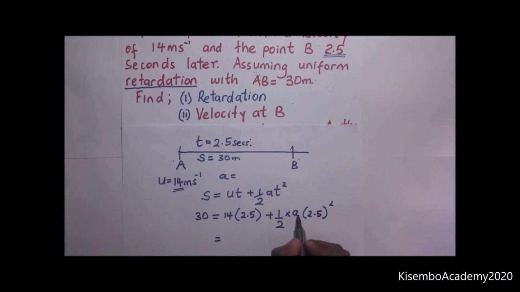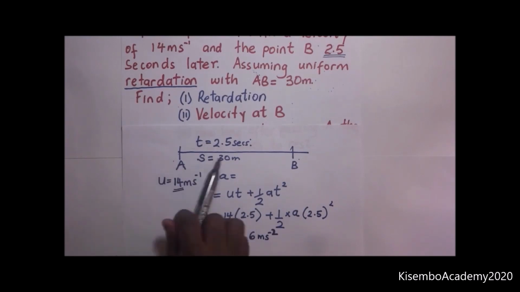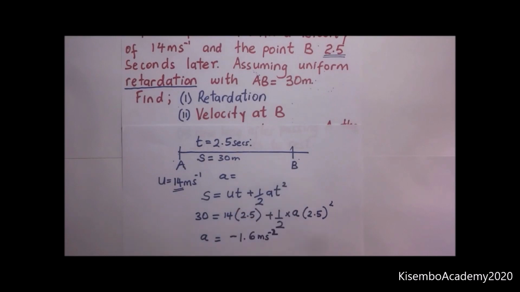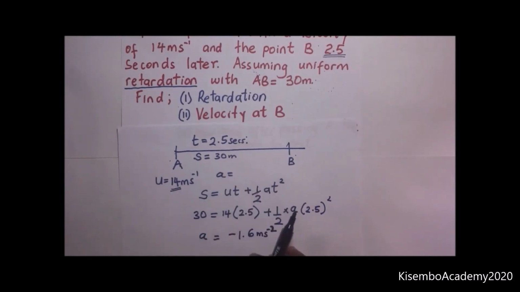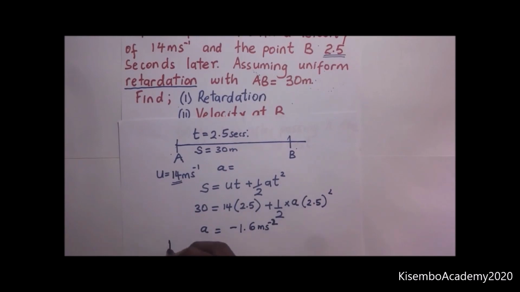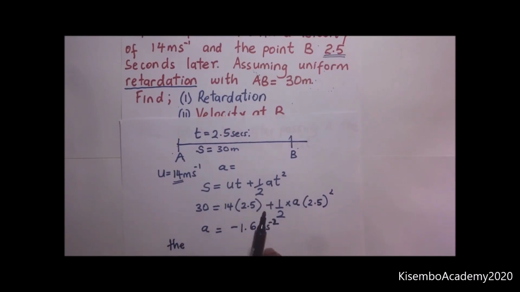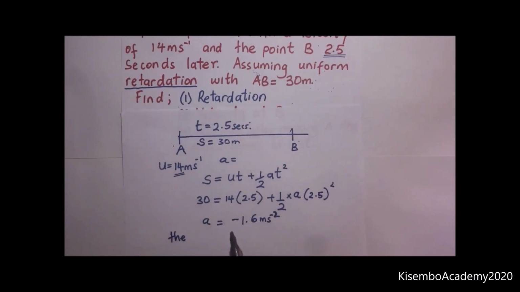So when we make a the subject of the formula, we shall end up with a value of acceleration being negative 1.6 meters per second squared. Now this negative simply signifies that the body is undergoing a retardation or a deceleration, and so it means that our answer, we shall conclude by saying that the body retards at a rate of 1.6 meters per second squared.